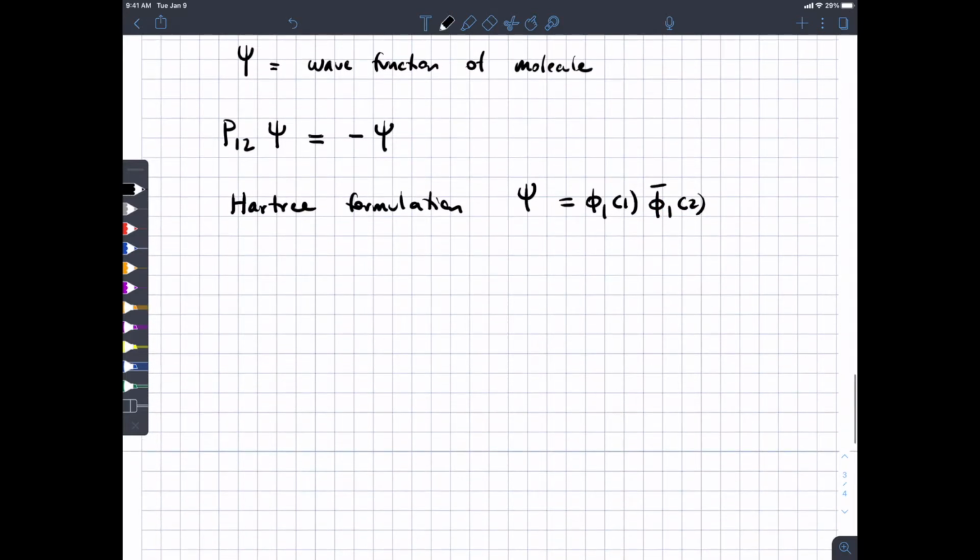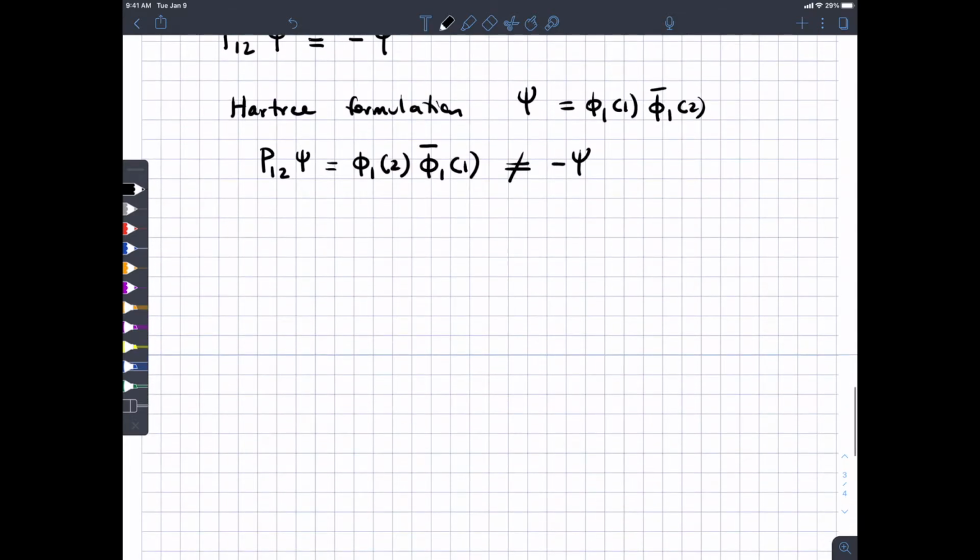The problem with that is it doesn't obey the antisymmetry requirement. So if we permute electrons 1 and 2 in this Hartree formulation, we would get electron 2 in phi 1 and electron 1 in phi 1 bar. And that is not the opposite of our wave function. Doesn't obey the antisymmetry requirement. That was a decent approximation at the time, but we needed a better formulation for the wave function.